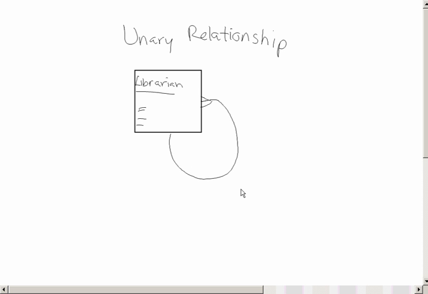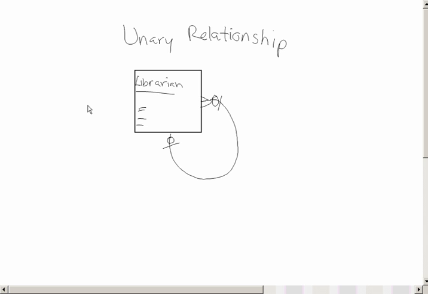And I need to be able to articulate this as a unary relationship. In a unary relationship, essentially, I have my line that comes out and points right back at the same object. In this particular case, I have a one-to-many relationship. And in this particular case, it might be a little bit more applicable for me to have something that looks like this.